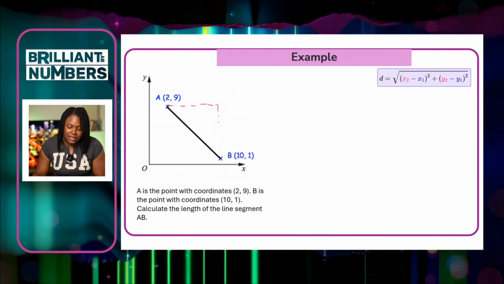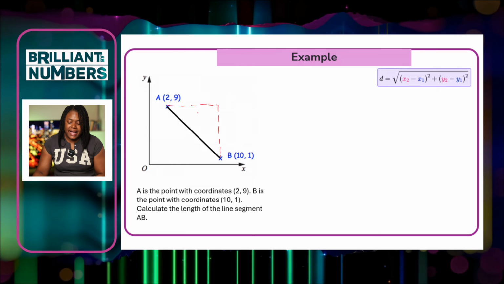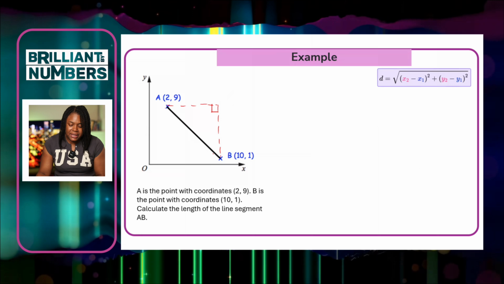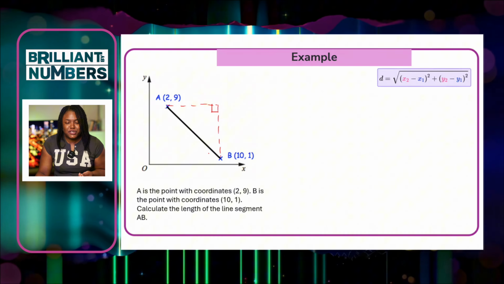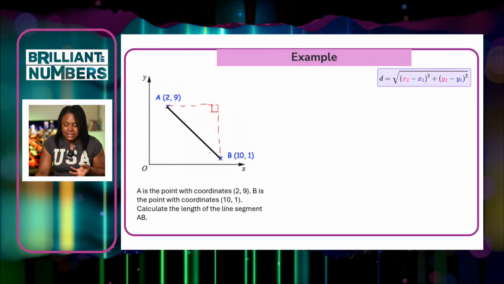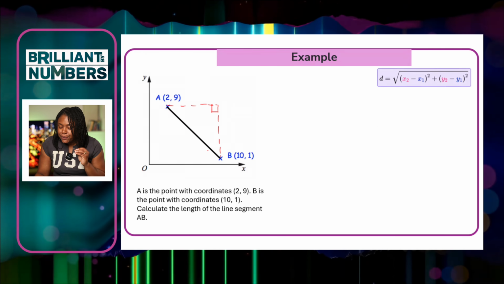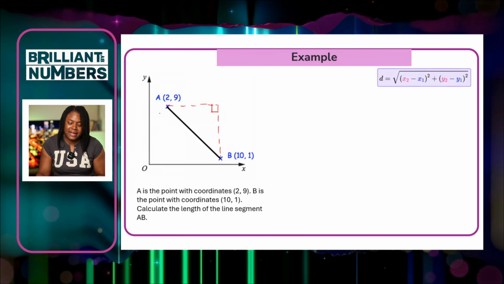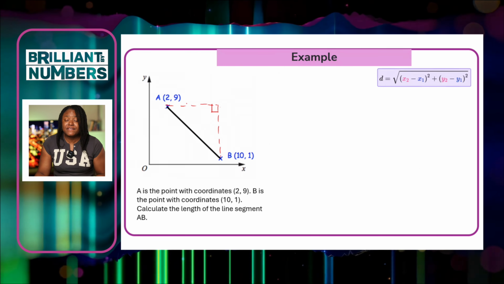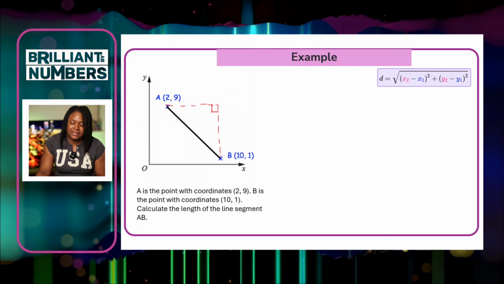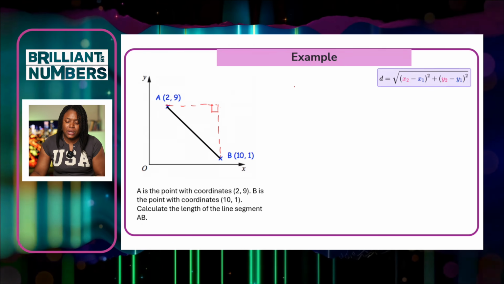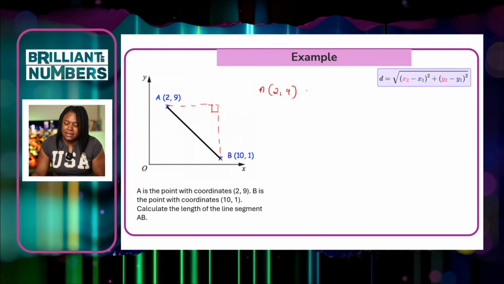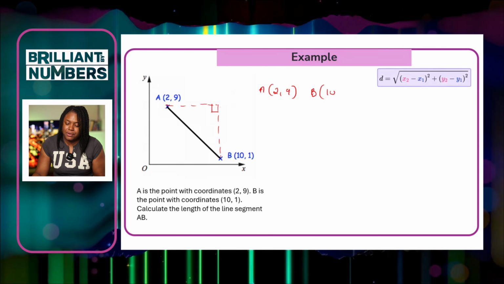So if I go across and go down, I can see here that this is my right angle and A to B again is my hypotenuse. So I can just do a squared plus b squared equals c squared. However, I would still have to subtract my x coordinates to get the distance across, and I have to subtract my y coordinates to get the distance vertically. So let's go ahead and write A to B: 2, 9 and B to B: 10, 1.